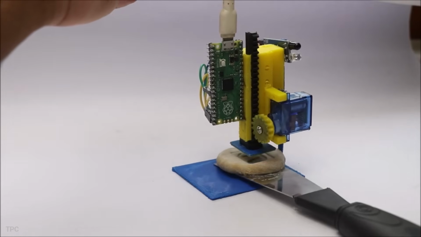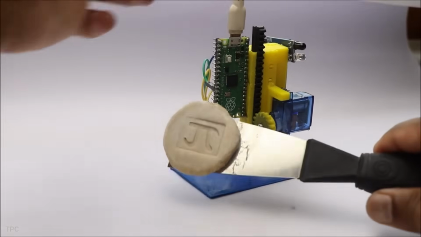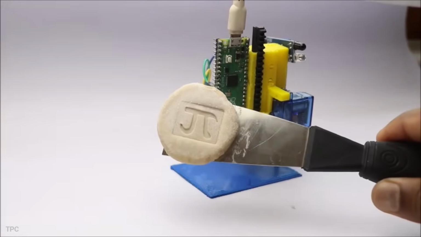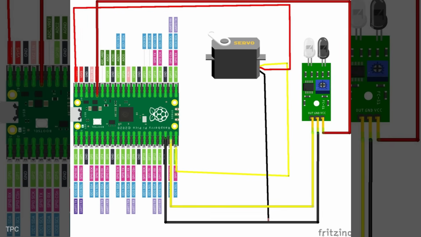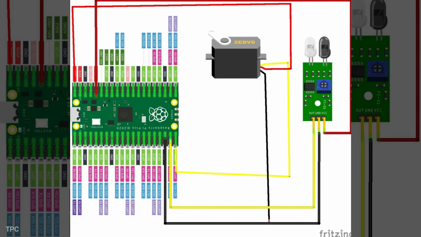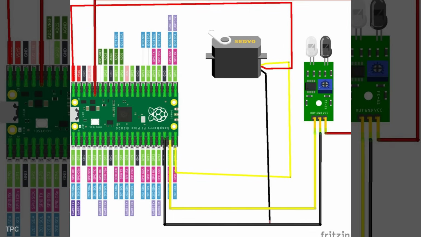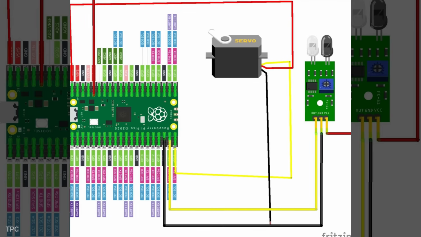The Pico handles all the motion control, running a short MicroPython script uploaded through Thonny. The circuit itself is minimal. The servo connects to pin 15 and the IR sensor to pin 14 of the Pi, and everything is powered over USB.